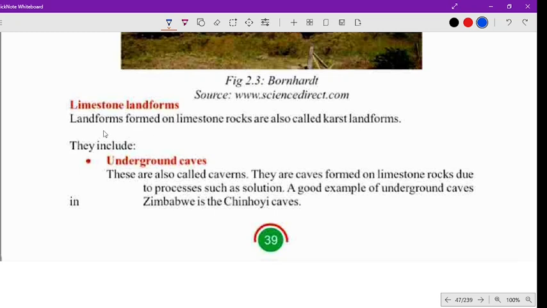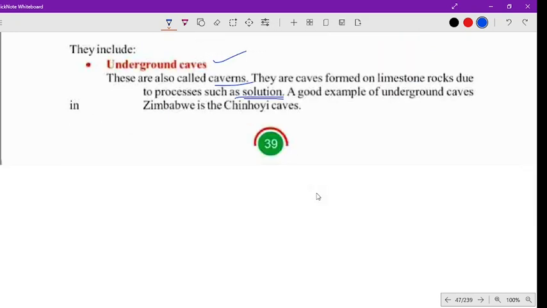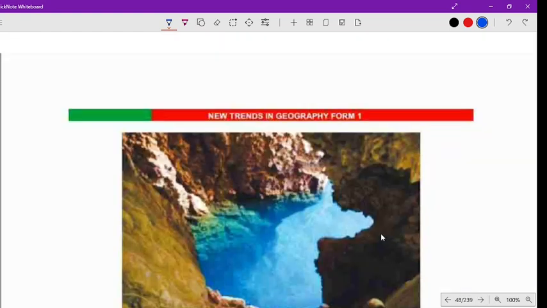Limestone landforms. Landforms formed on limestone rocks are called karst landforms, and these include underground caves. These are also called caverns. They are caves formed on limestone rock due to processes such as solution. Solution is a process whereby the limestone rock is slowly and gradually dissolved due to chemical reactions. A good example of underground caves in Zimbabwe is the famous Chinhoyi Caves.